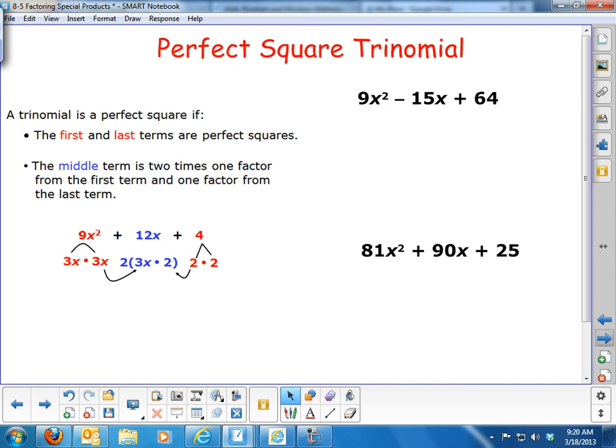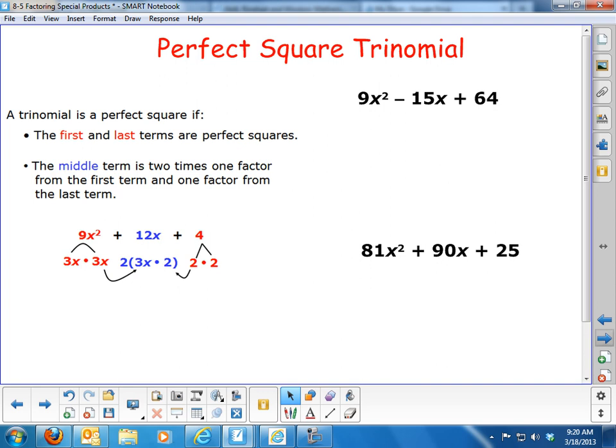Okay, guys, so now we are going to talk about a perfect square trinomial. So this will be the last flap on your foldable. And perfect square trinomials, we've seen these before back in the last chapter. So look at this first example. I'm going to determine if 9x squared minus 15x plus 64 is a perfect square trinomial.